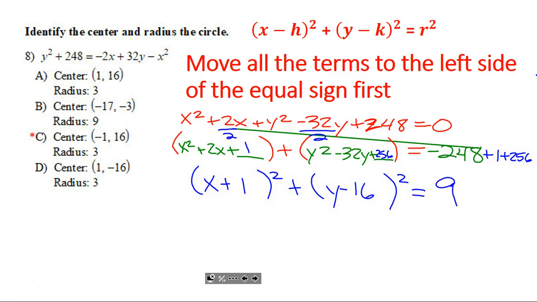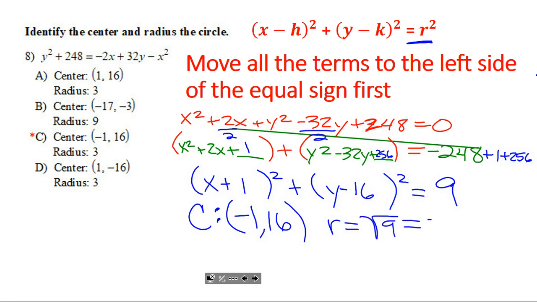Now, when we pull the center, remember I told you that we always change the sign when we pull the center. So when we pull the center points, we're going to change the sign of what's up there. So this is going to be a -1 and a +16. And also when we get our radius, because what we have over there in this equation, if you notice up here is an r squared. So to get r, we have to take the square root of the number that's there. So that's going to give us 3. So looking over here at our answers, -1, 16 is our center and our radius is 3. So that's our answer.